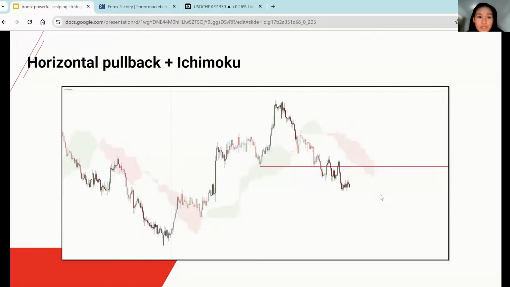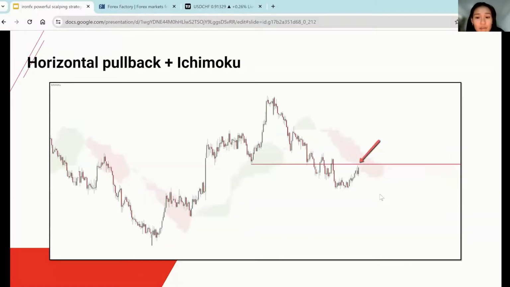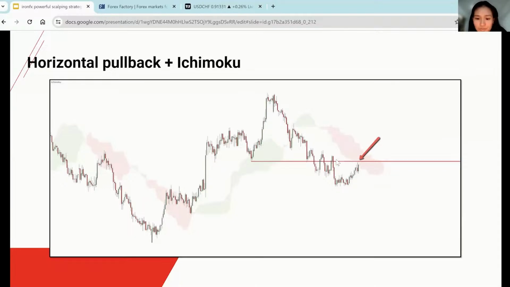The first example we have here is horizontal pullback with our Ichimoku. So if you're unfamiliar with Ichimoku, if the price is moving below the cloud, it is a bearish signal, like we see here. If prices are bouncing off of the cloud, you can see it like what is happening here. It's also bouncing off this horizontal pullback level. Okay. So that's how we use pullback with Ichimoku.